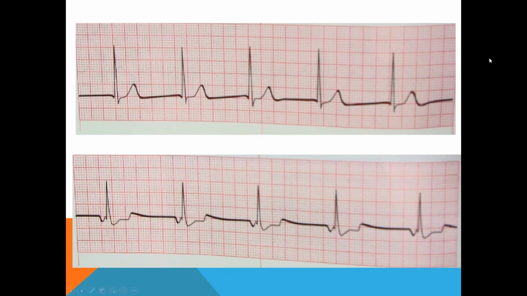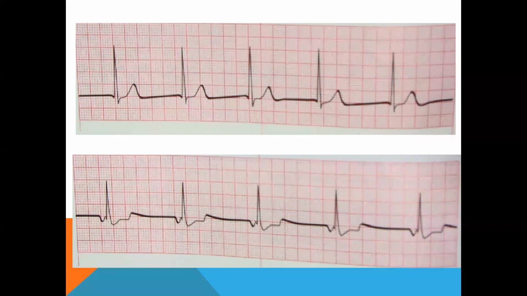Do we have P waves? No. Is the QRS normal? Yes. So what rhythm is that? If it's a sinus bradycardia, we would have a P wave and a normal PR interval. So it can't be sinus bradycardia. The P wave could be absent or inverted. Okay, so they're both examples.